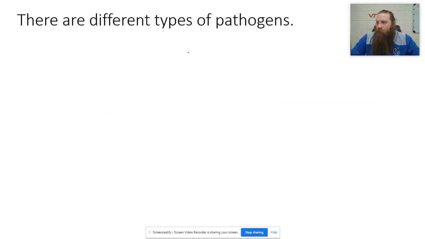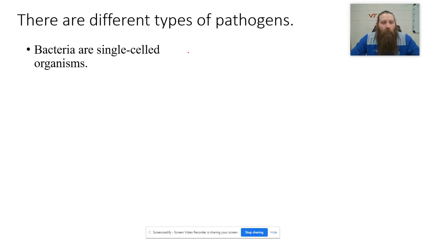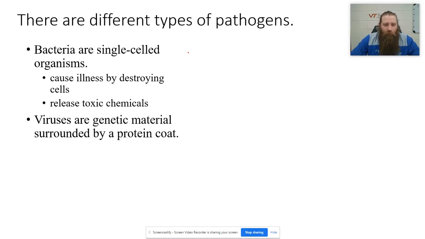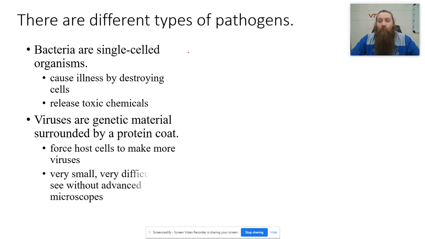So there are a couple of different kinds of pathogens we want to be aware of. First, we have bacteria. They're single-celled organisms. They usually cause illness by either destroying cells or by releasing some kind of toxic chemical in the body. There are viruses, which we've talked a little bit about. They are genetic material with a protein coat around it called a capsid. They're going to force host cells to make more viruses, make more copies of themselves. But the problem is they're really small, and so they're very hard to find.